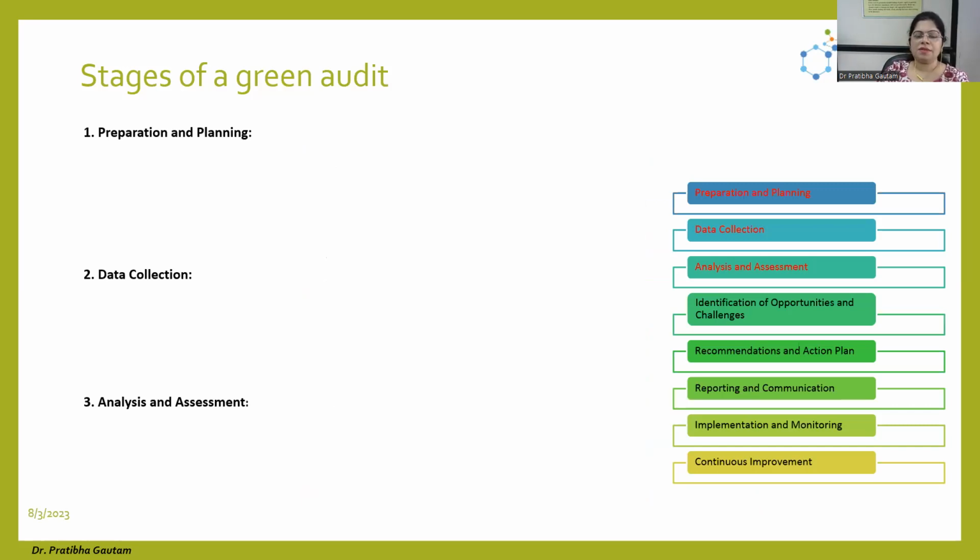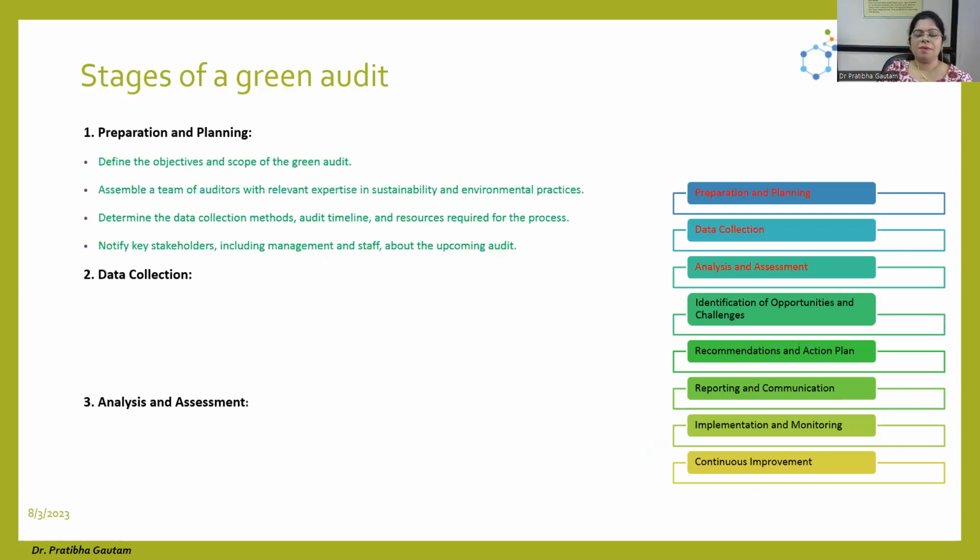So starting with the first one. First is your preparation. So preparation and planning, as I discussed, you have to first define the objectives, why you are doing it, the scope, where you are doing it, what are the activities which you have to involve. Then assemble a team of auditors. Definitely it has to be a third party auditor. You have to fix them up, and the team has to be decided. And they should have sufficient experience or expertise in that field.